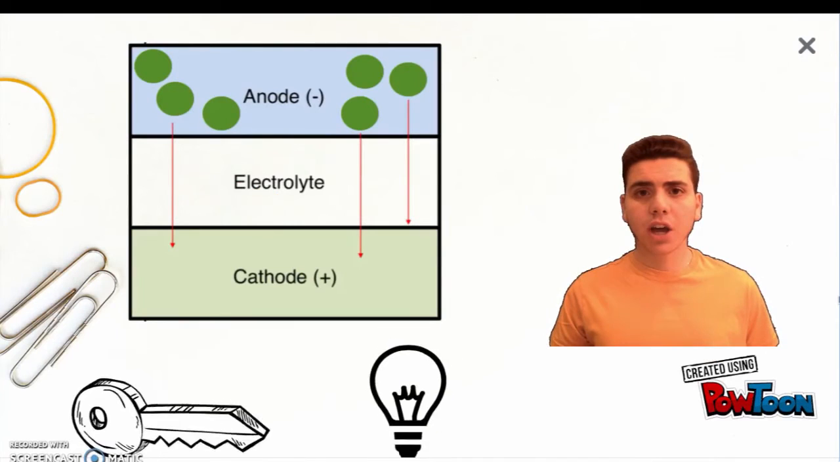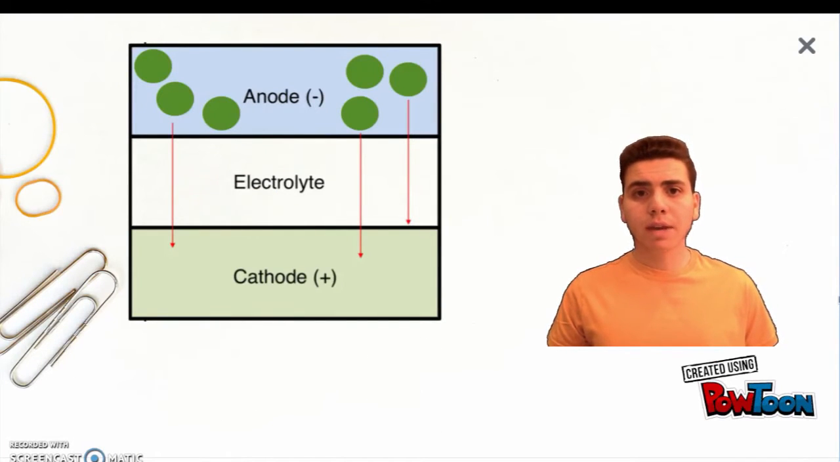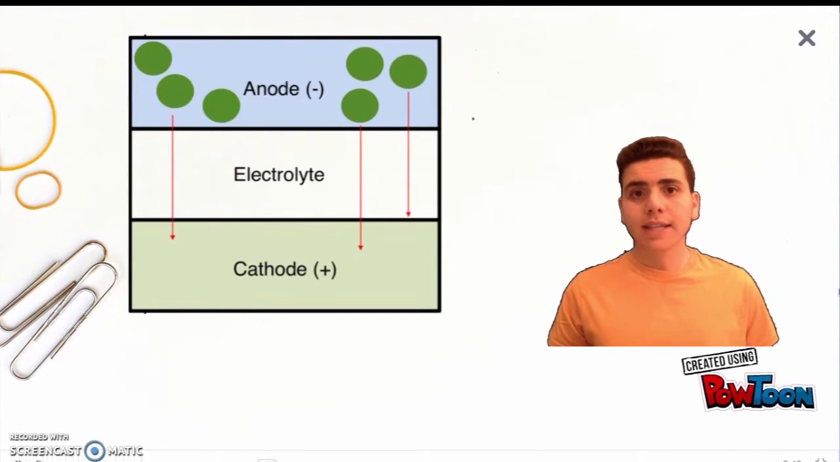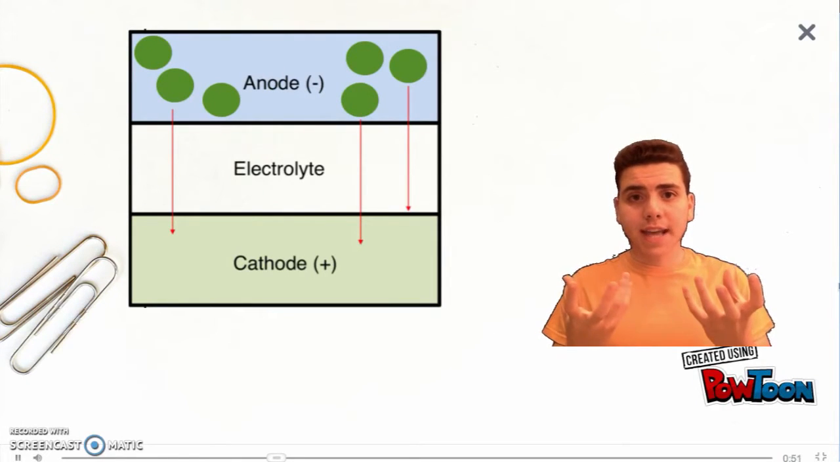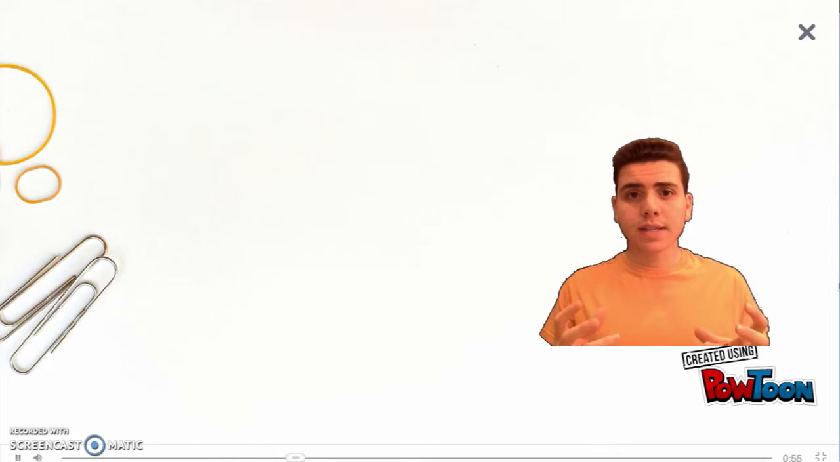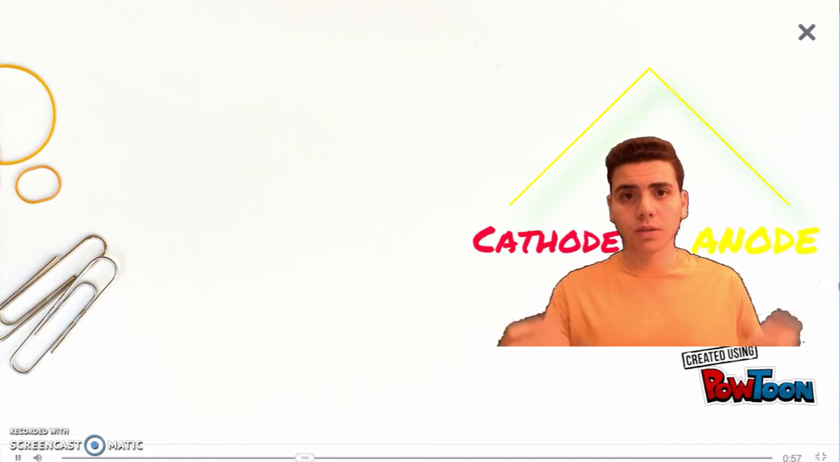Electrons are the key to electricity. Due to a chemical reaction within the battery, the anode builds up an excess of electrons. This causes an electrical difference between the anode and the cathode.